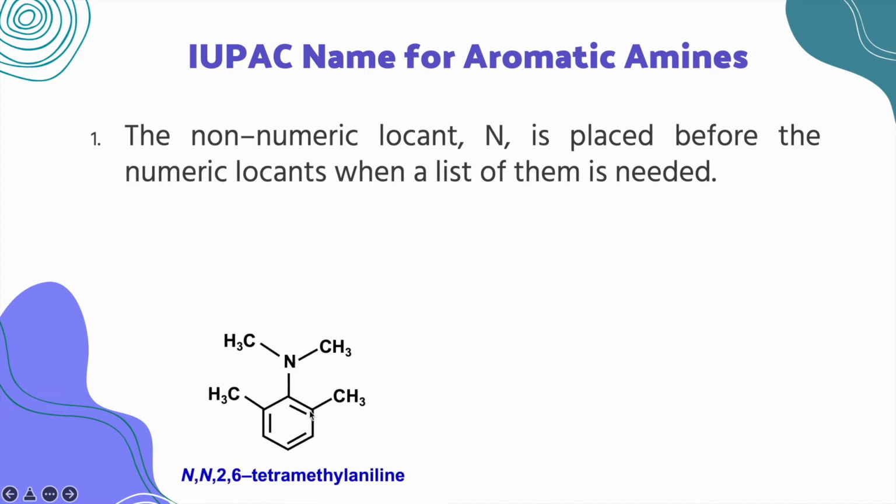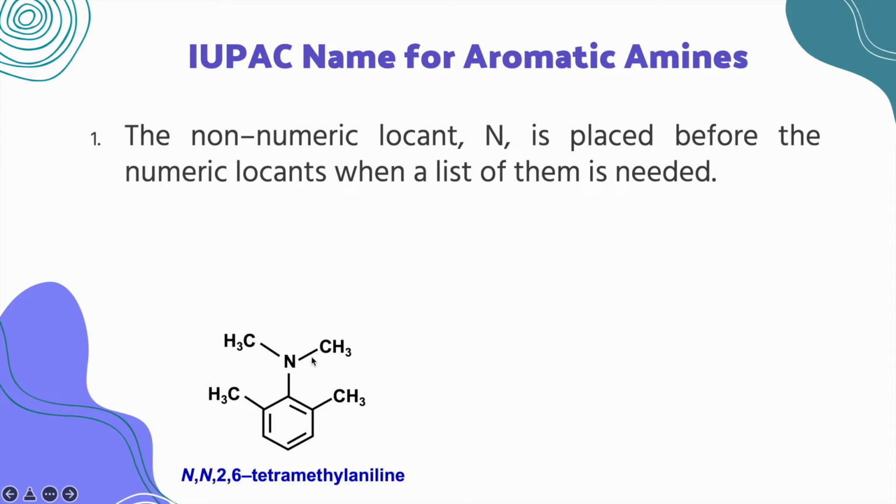For example, here we have the benzene ring attached to N, so aniline. The parent name is aniline. Benzene ring attached to N, aniline. And then 4 methyls in total: 2 methyls on the ring, 2 methyls on N. So on the ring, we can number. This is carbon 1 because it is attached to N. This is carbon 2, this is carbon 6. So 2,6, methyls at carbon 2 and carbon 6.